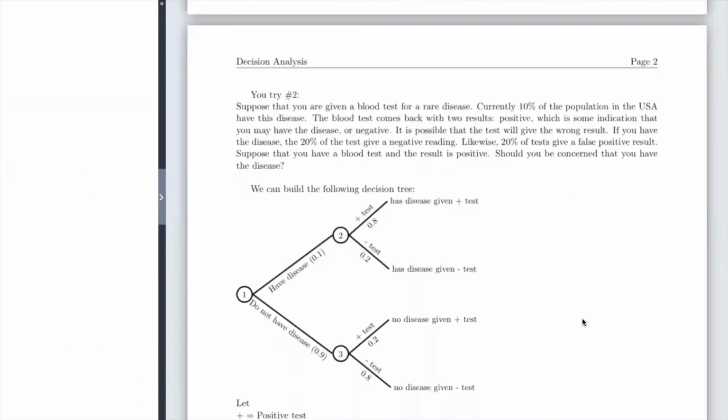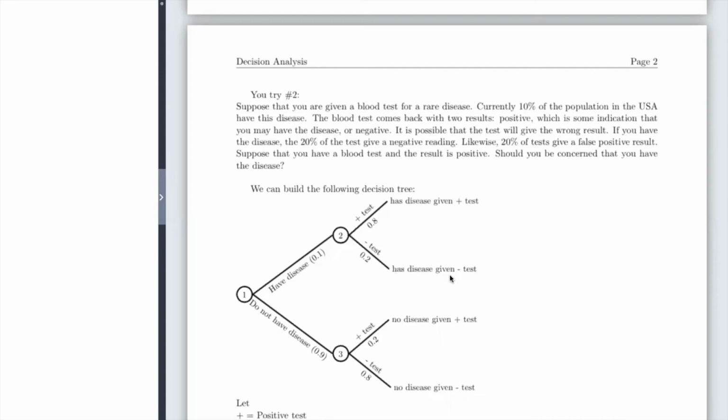So this is our question 2. So we know that we have a disease that you can be tested for, and there is a chance that you have it or not. So we start with a chance node, which is marked with 1 in a circle. And the chances are that you have the disease is 0.1. And the chance that you do not have the disease is 0.9. So those two branches split up to, if you have the disease, it says that 20% of the tests will give you negative results, which comes over here.